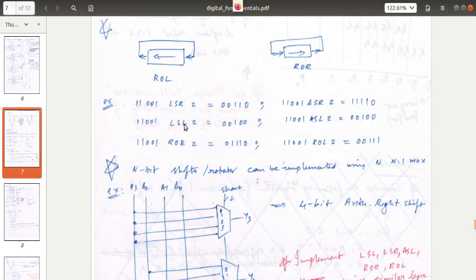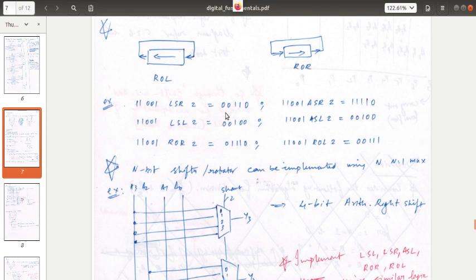Then what is logical shift to the left? This is 11001 logical shift left by 2. So this will move to the left, meaning these 3 will be here, these 2 are lost, and here zeros. Again, in rotate, no bit is lost, so there need not be any substitution.